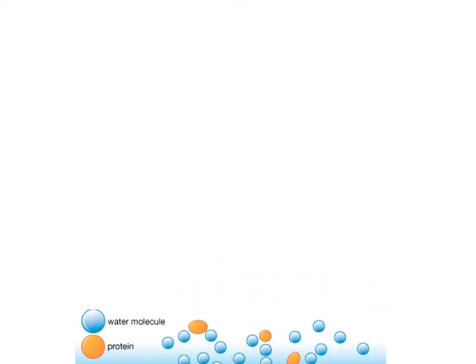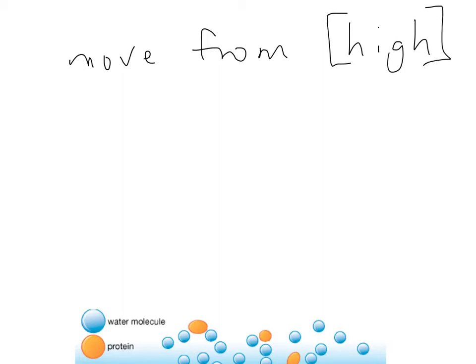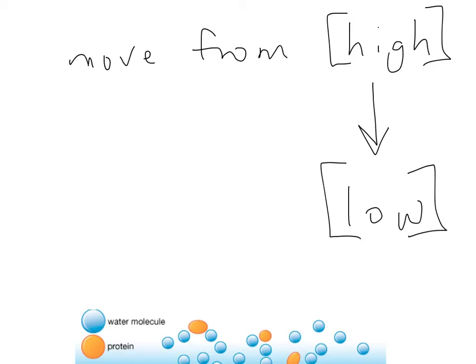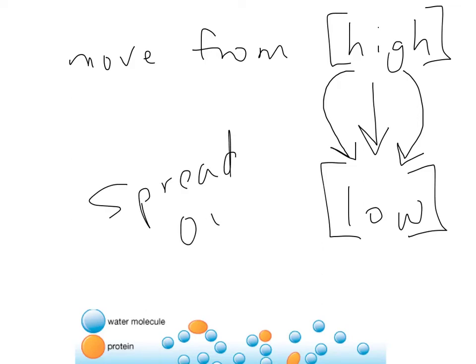And when we say that something is diffusing, we mean that the substance is moving from a place where it is high concentration. Remember, the brackets mean concentration. The substance is moving to a place where it is at low concentration. So wherever there is a lot of the substance, it will move to where there is less of the substance, and in effect it will spread out.